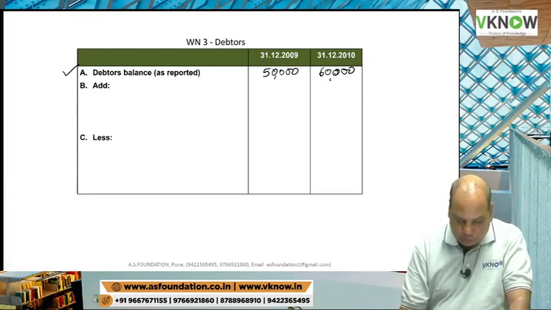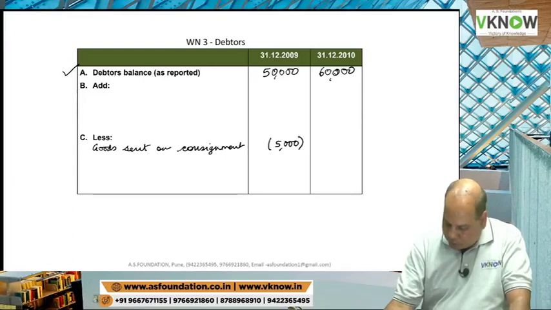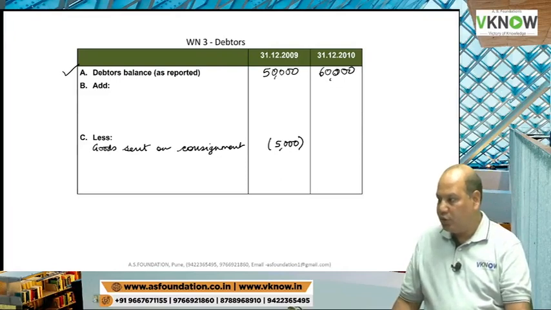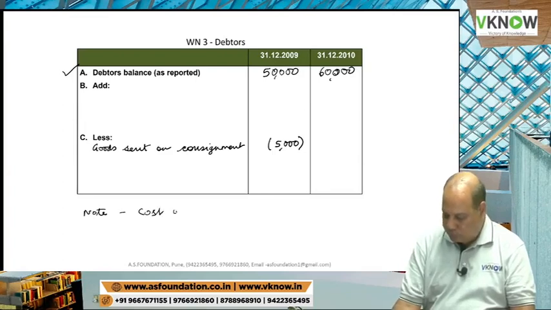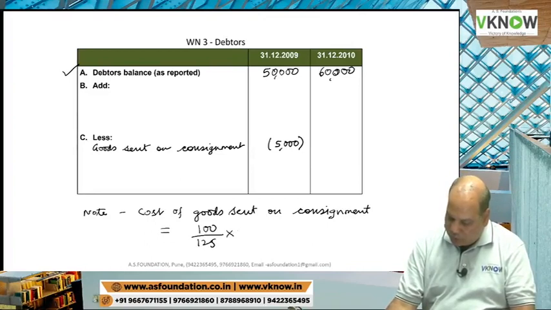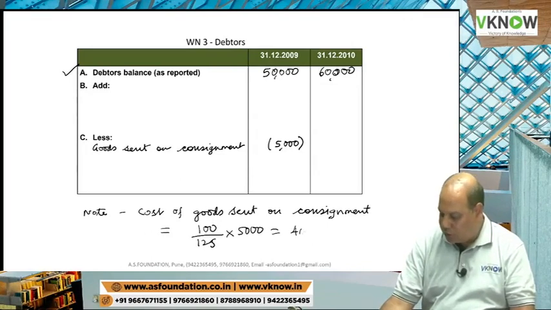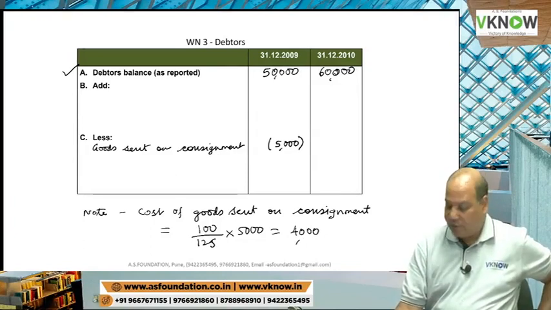Less goods sent on consignment, 5,000. And write a note, cost of goods sent on consignment. Cost of goods sent on consignment will be 100 by 125 into 5,000, that is 4,000. Cost is 100, selling price is 125.